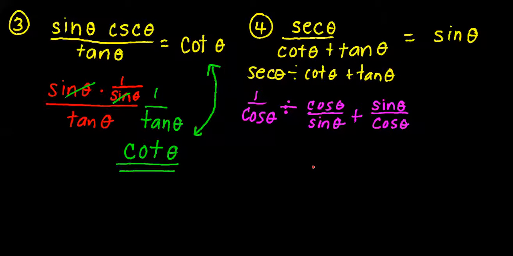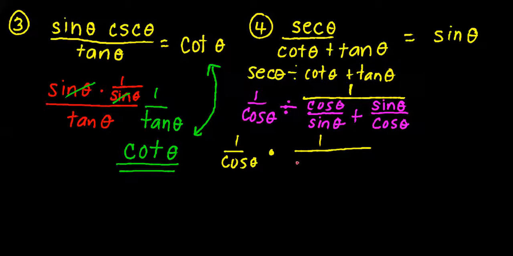Now, you notice that since I'm dividing by all of this, let's turn this into one big fraction, put a 1 on top of it, and make it multiplication. So let me rewrite all this. It's going to be 1 over cosine times all of this: cosine over sine plus sine over cosine, okay?